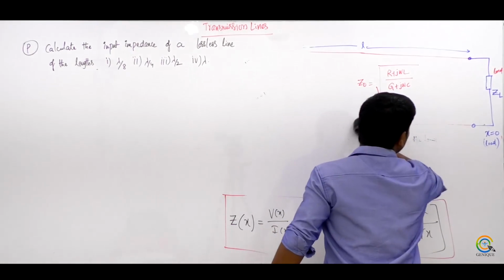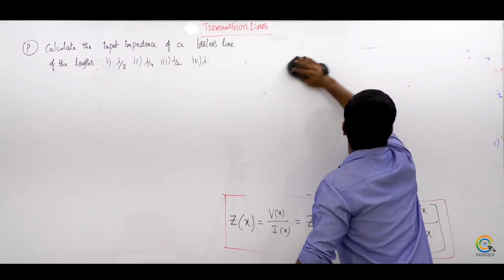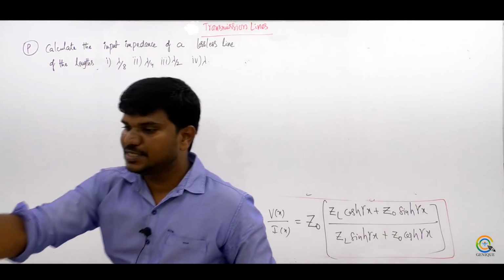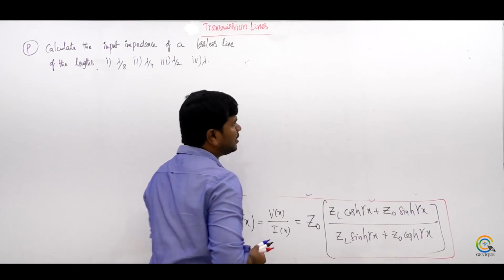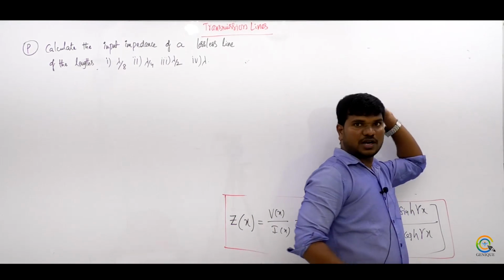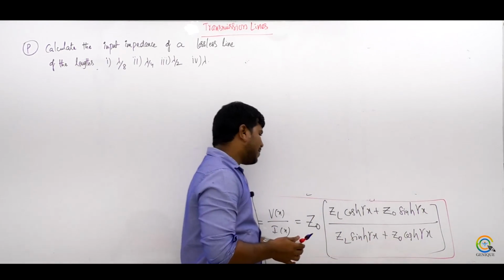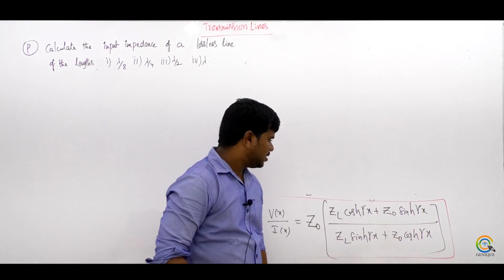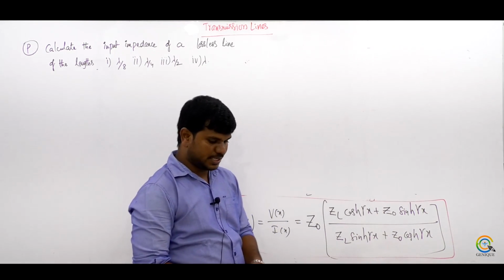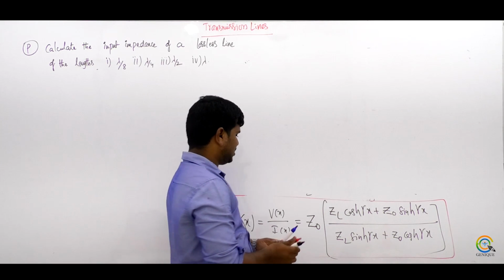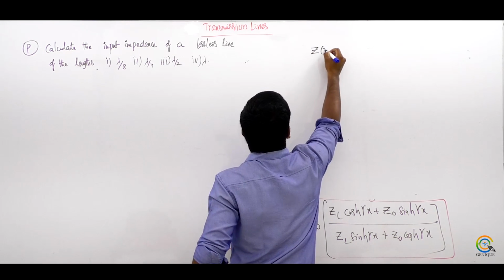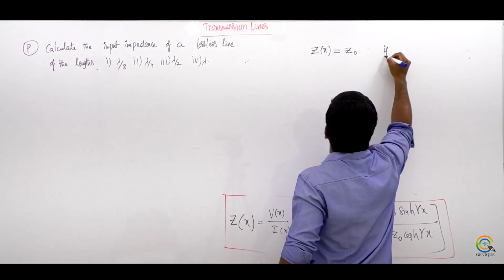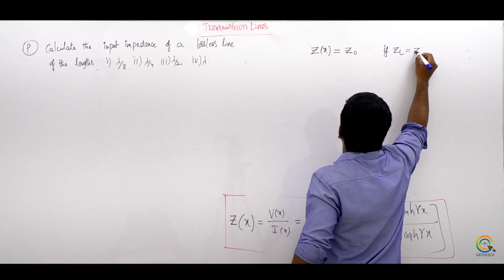Now come to this. What happens if ZL is equal to Z0? ZL and Z0 are equal, so they will get cancelled, and the numerator and denominator also cancel. Then Z of x anywhere is equal to Z0, if ZL is equal to Z0.